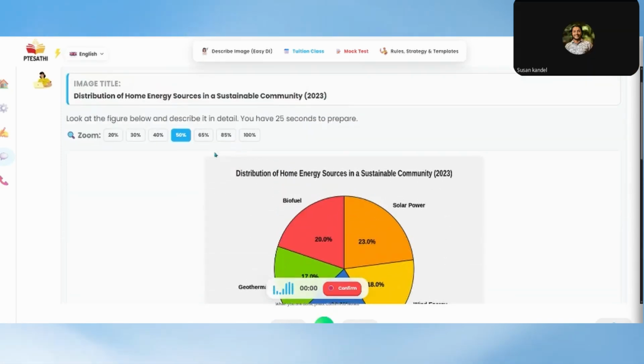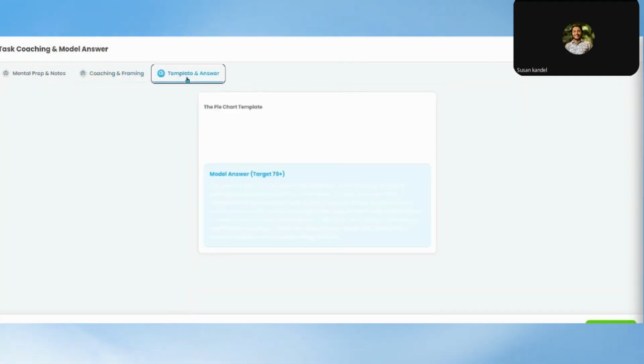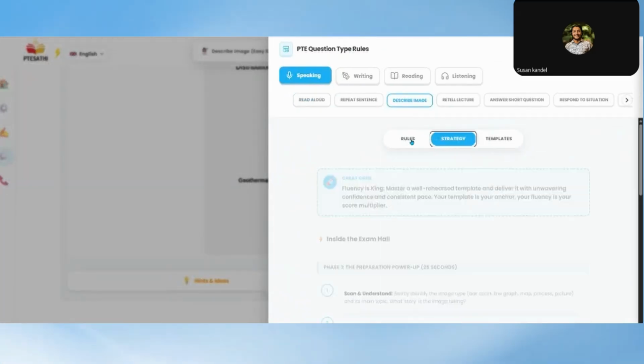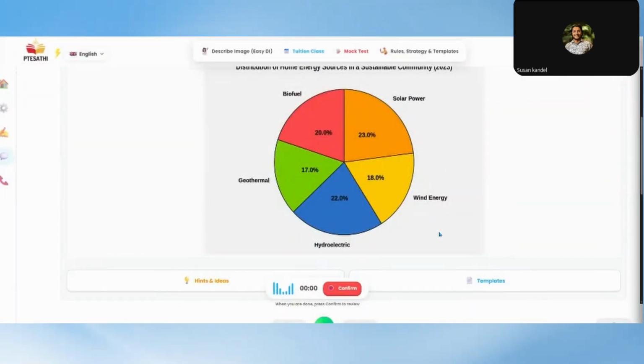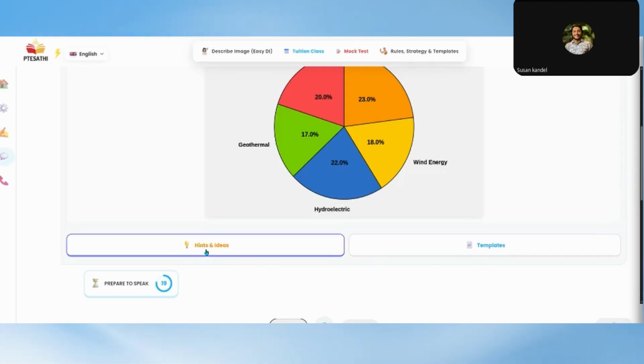And absolutely, if we don't know what to do, we can always get a hint and ideas here. We have different sorts of coaching, frameworks, and templates that you can use to improve describe image, which you can implement as you go through each question. And you've got all the strategies and rules that will help you improve on what you do before giving your answers. So once you prepare with everything, you actually get 22 seconds, and by the time you look through hints and ideas and the templates, you know what you have to do.